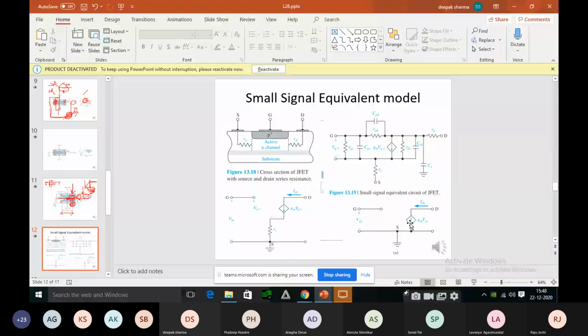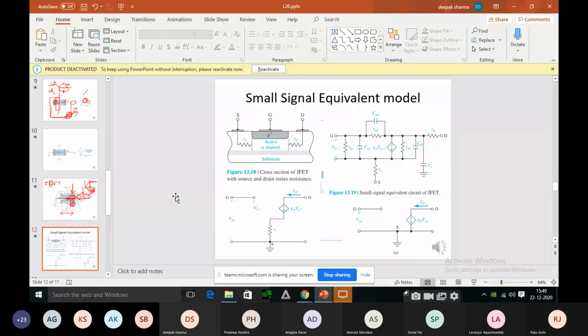And what is this? This is a constant current source by name GM into VGS, right? So what is this indicating? It is telling that this constant current source is dependent on VGS. What is VGS? VGS is the input voltage between gate and source, right? So this voltage can change the current. If you change VGS, current will change. Why? Because current is nothing but GM into VGS, and hence this JFET is called a voltage controlled device.